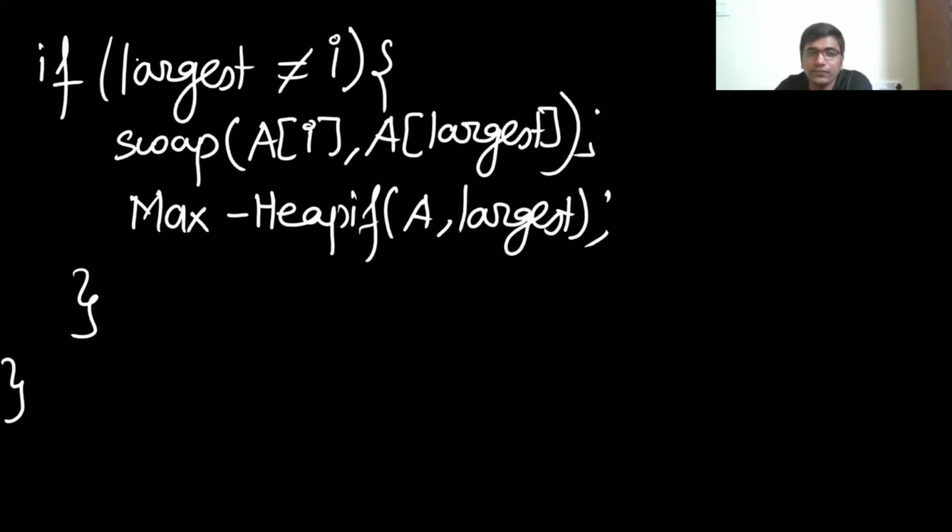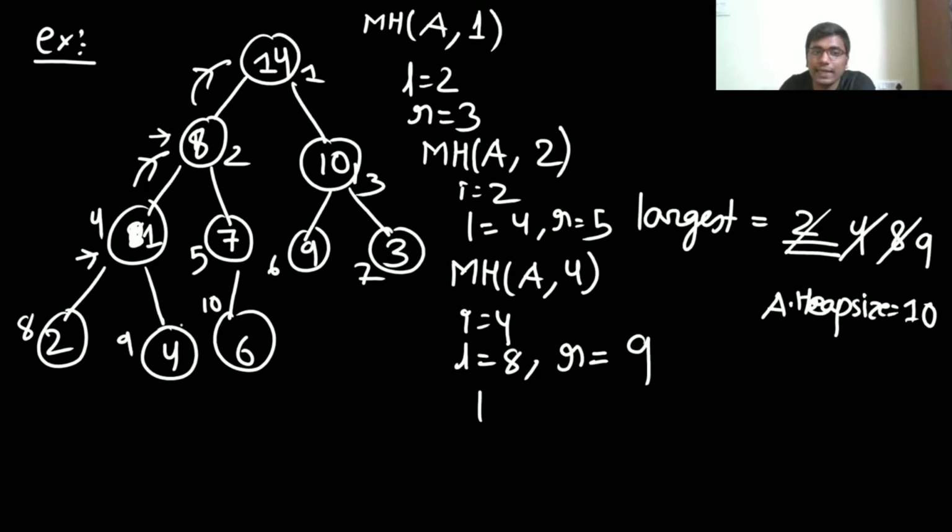Now I will check if largest is not equal to I. Yes, largest is not equal to I. Now I will swap AI and A largest. Largest is this. So 4 will be here and 1 will be here. Then again I will call Max-Heapify on A with largest being 9.